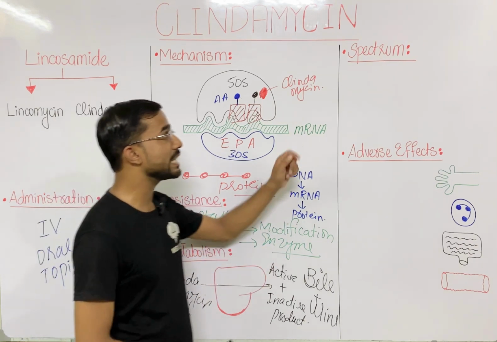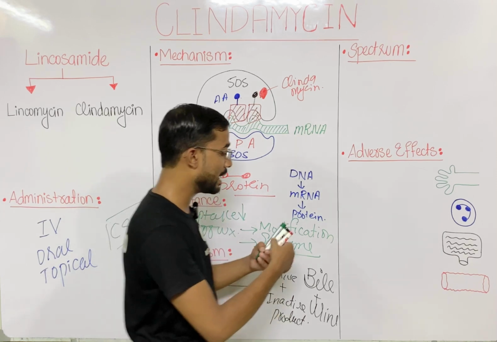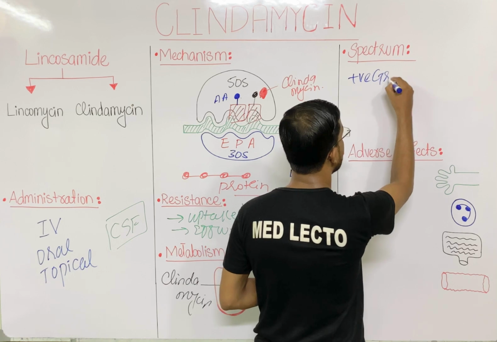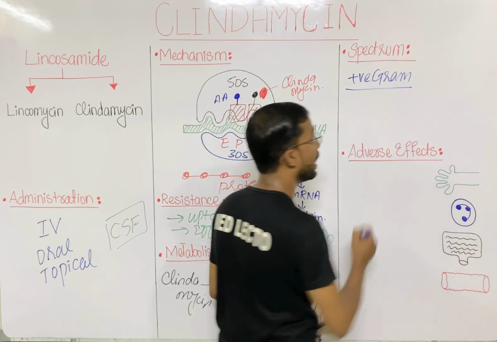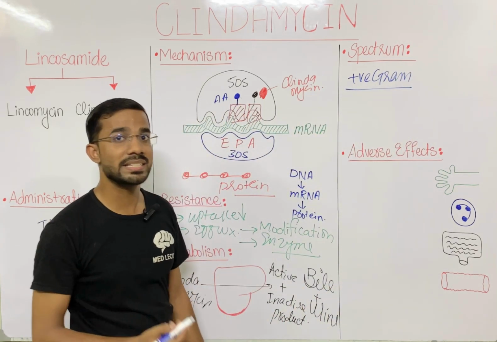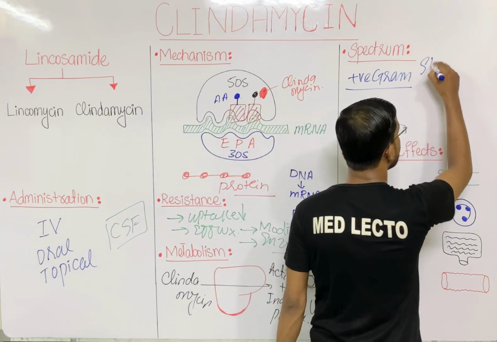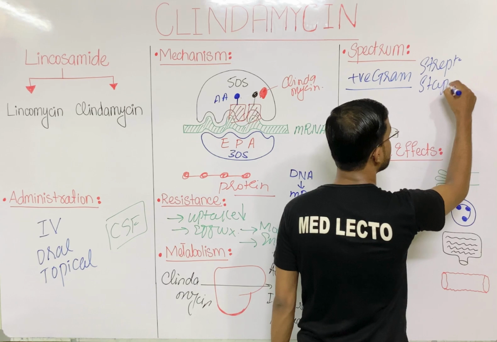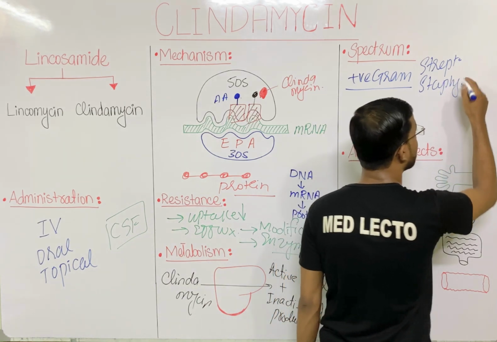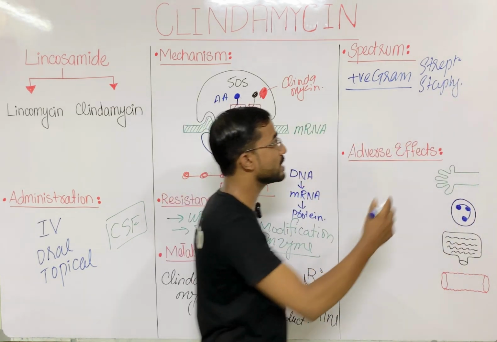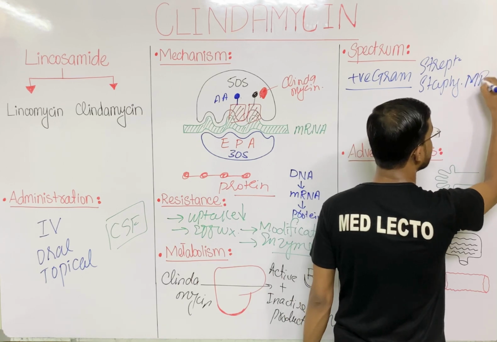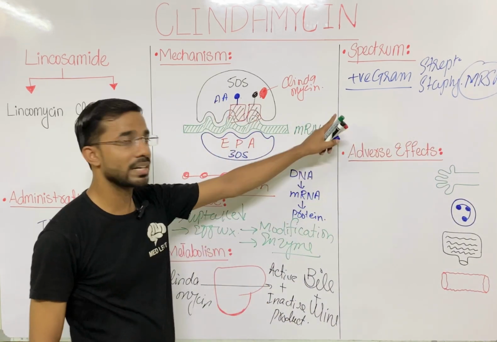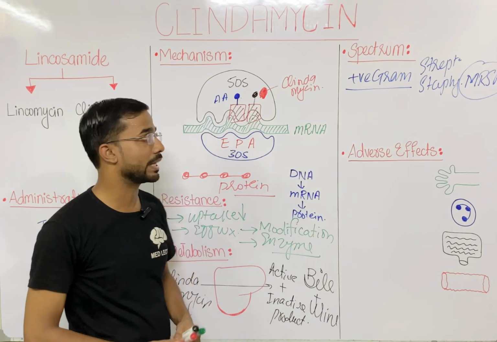Next, if we look at the spectrum, most importantly, it is good for the gram-positive bacteria like the streptococcus and the staphylococcus. And most importantly, in the staphylococcus, you will see the MRSA, methicillin resistant Staphylococcus aureus. That is the important antimicrobial spectrum of the clindamycin.